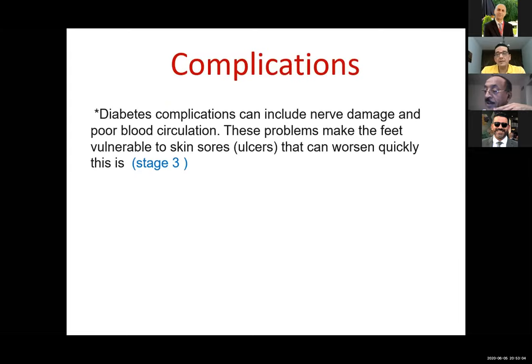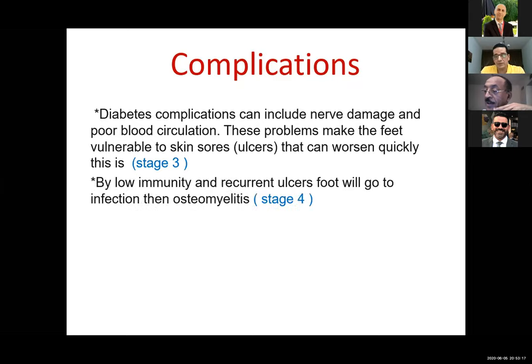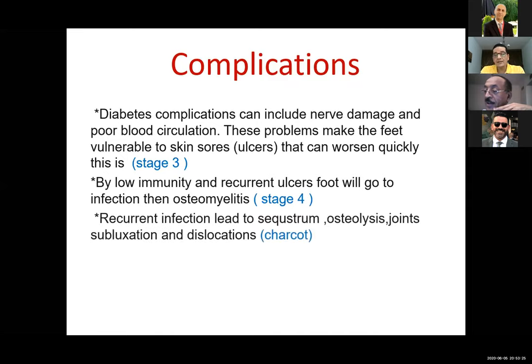complication. Diabetic complications can include nerve damage and poor blood circulation. This problem makes the feet vulnerable to skin sores and ulcers that can worsen quickly. This is stage three in diabetic foot. With low immunity and recurrent ulcers, the foot will go to infection, then osteomyelitis. This is grade four. Recurrent infection leads to sequestrum, osteolysis, joint subluxation, and dislocation.